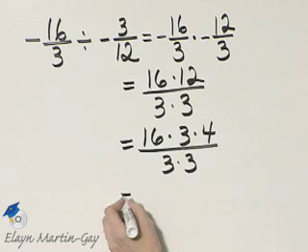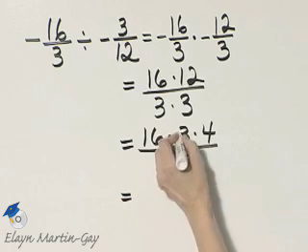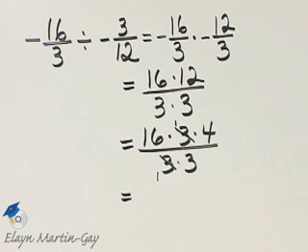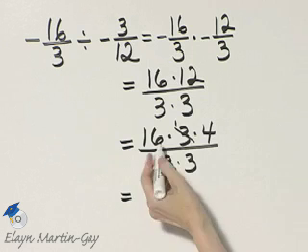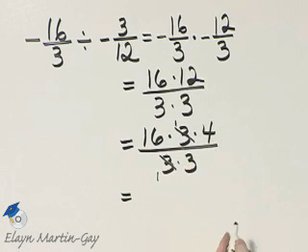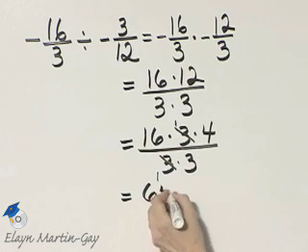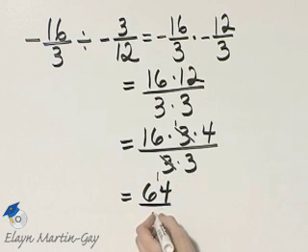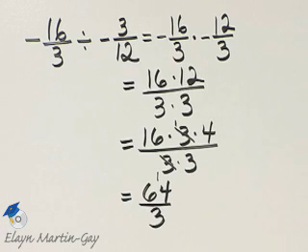Now let's simplify. Notice here, common factor of 3. No more common factors, so let's multiply. 16 times 1 times 4, that is 64 over 1 times 3 is 3. This is an improper fraction, but it is simplified, and I'll leave it as an improper fraction.